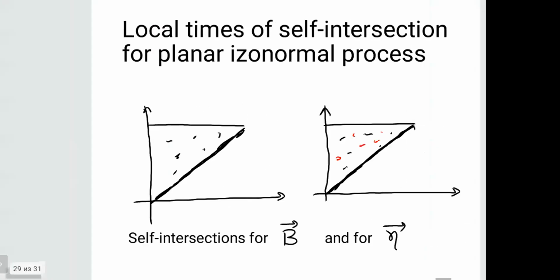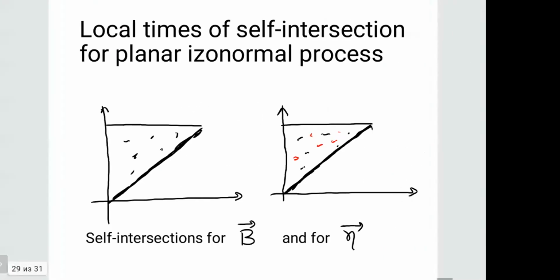So we definitely have new self-intersection points. The picture is as follows. We have self-intersection points for Brownian motion, and we have self-intersection points for eta. Now we will discuss the self-intersection local time for the process eta.